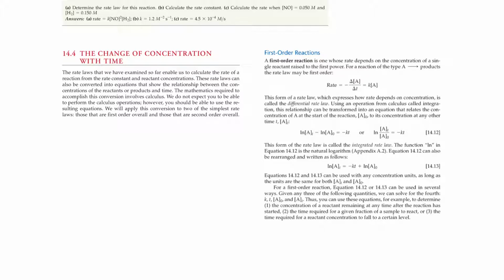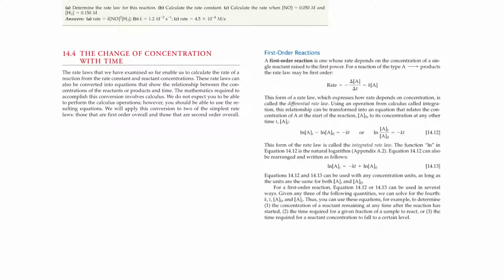We don't expect you to be able to perform the calculus operations. However, you should be able to use the resulting equations. We'll apply the conversion to two of the simple rate laws: those of the first order overall and those of the second order overall.